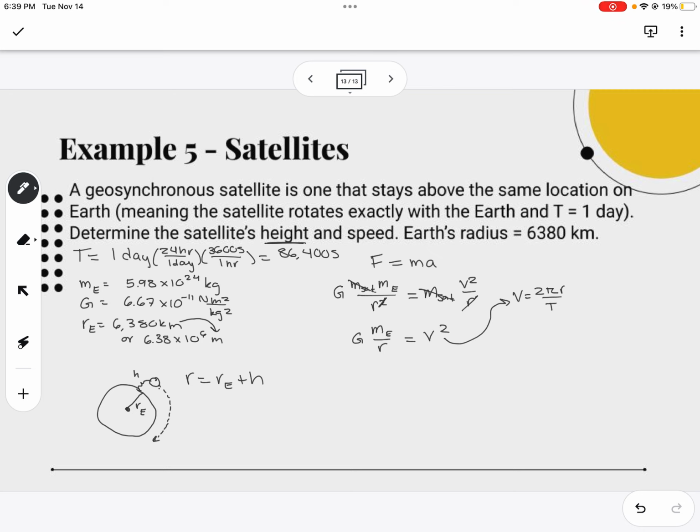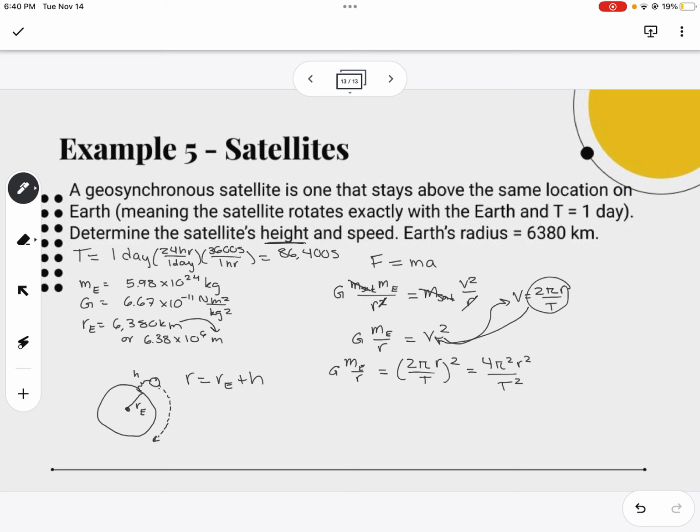I do know what t is, so that's cool. But I like that I could replace v with an expression with r and t in it. That's going to help me. So I'm going to take this expression and plug it in here for v. So I have G times the mass of the Earth over r equals 2 pi r over t, that whole quantity squared. That's going to be 4 pi squared r squared over t squared.